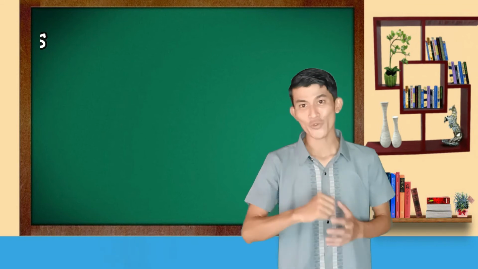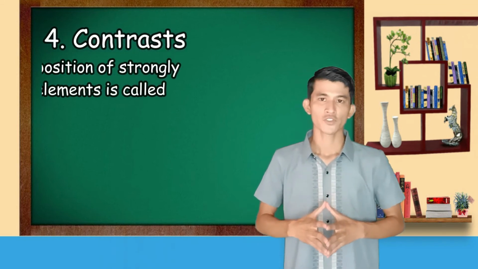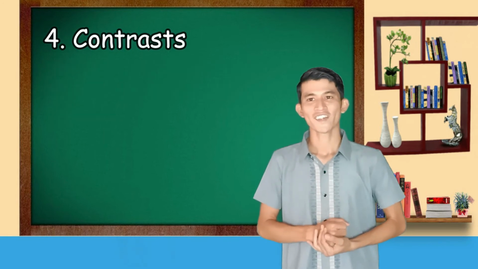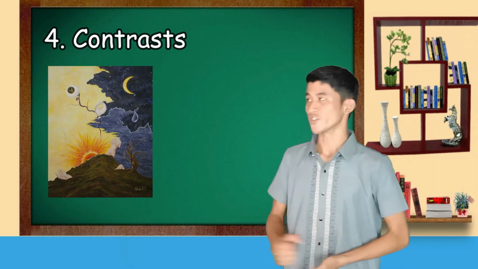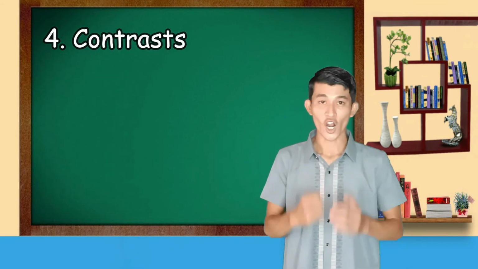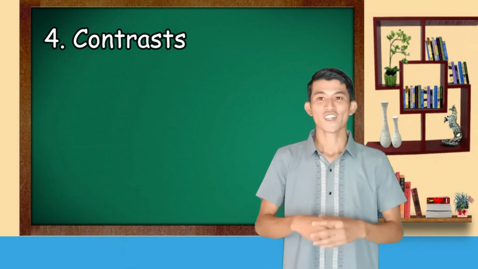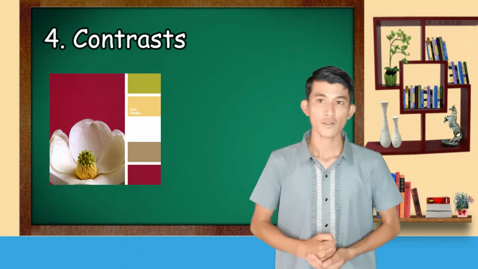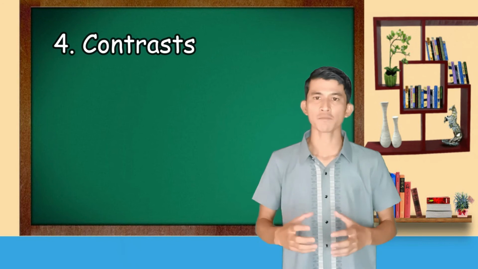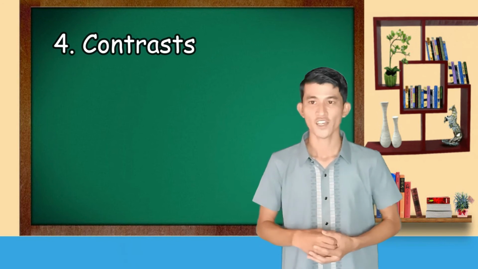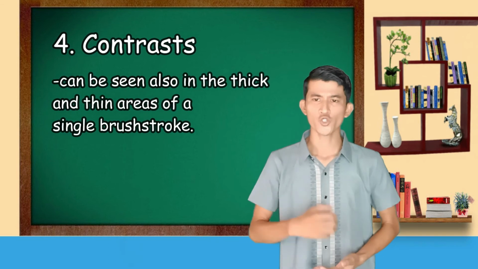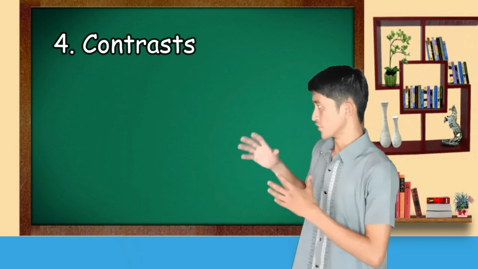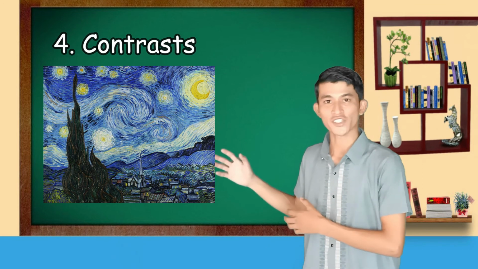Yes. Number 4, we have the contrast. The juxtaposition of strongly dissimilar elements is called contrast. Dark set against light, large against small, bright colors against dull are examples of contrast. Visual experience becomes monotonous without contrast. Contrast can be seen also in the thick and thin areas of a single brush stroke. This painting, class, shows contrasts.